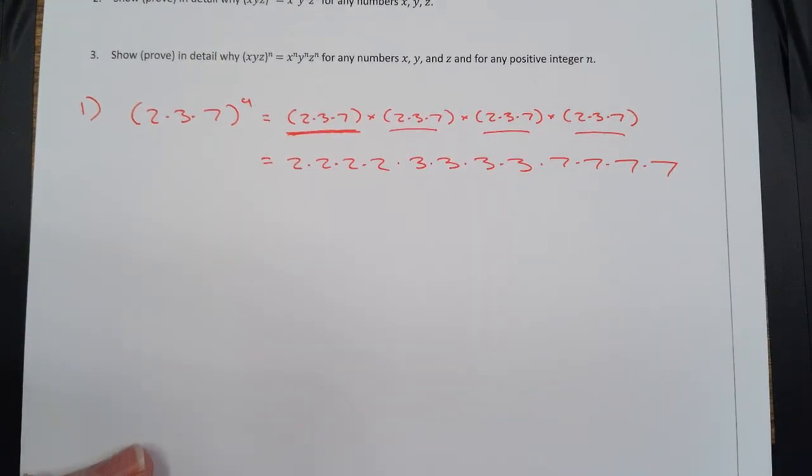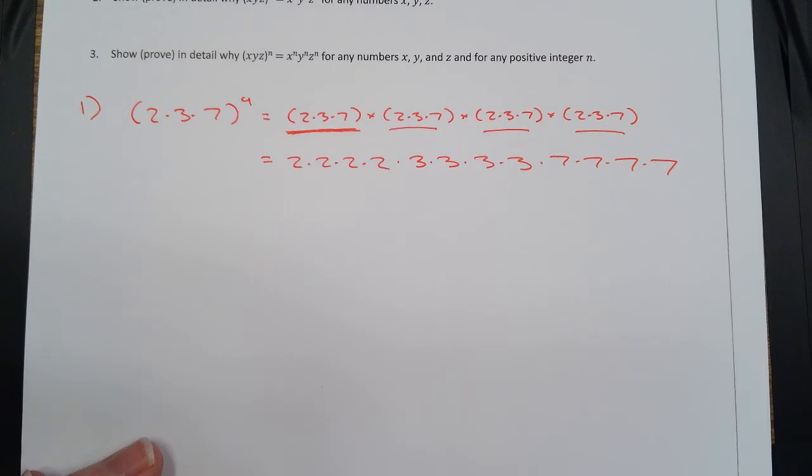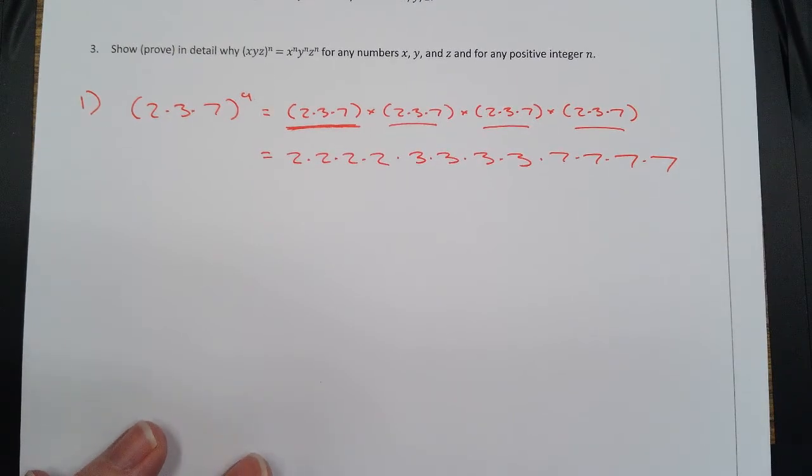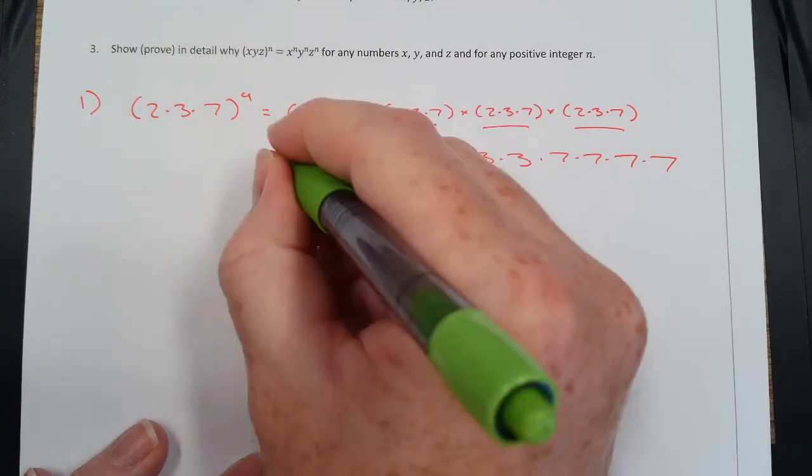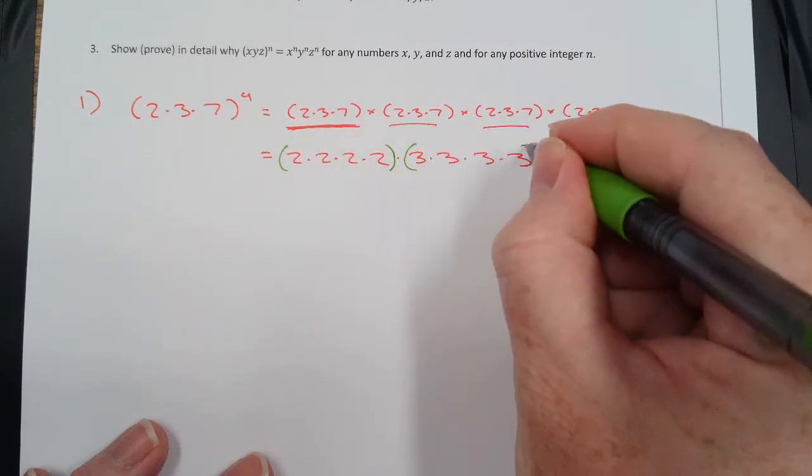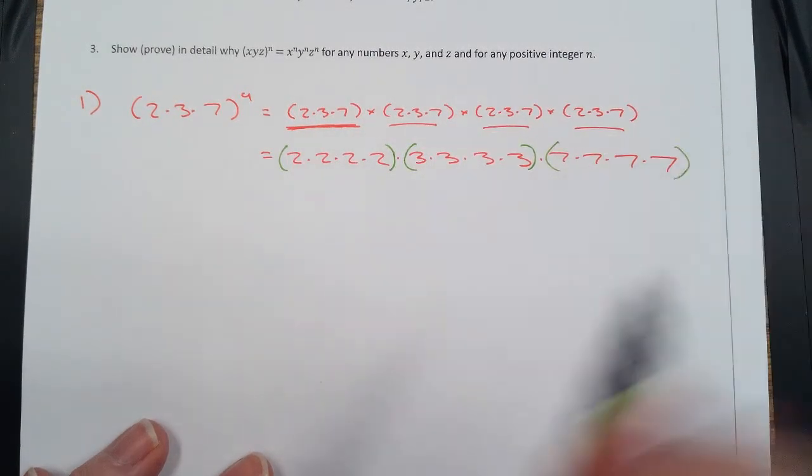Now I'm going to use something called the associative property, and I'm going to make groups. The associative property lets me make groups. So I'm going to do that group with the 2's. I'm going to make a 3 group, and I'm going to make a 7 group.